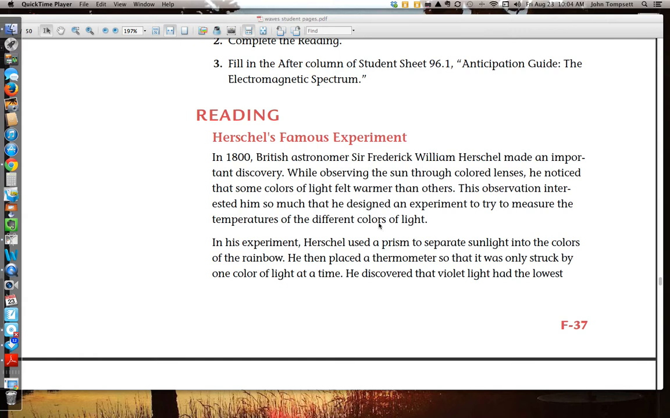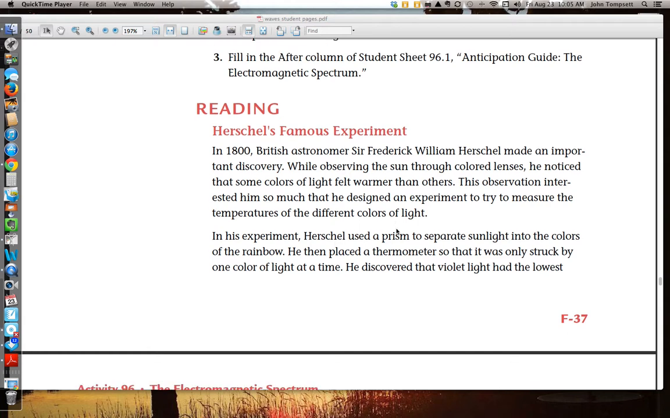Herschel's famous experiment. In 1800, British astronomer Sir Frederick William Herschel made an important discovery. While observing the sun through colored lenses, he noticed that some colors of the light felt warmer than others. This observation interested him so much that he designed an experiment to try to measure the temperatures of the different colors of light. Interesting. You've already watched that. In this experiment, Herschel used a prism to separate sunlight into the colors of the rainbow. He then placed a thermometer so that it was only struck by one color of light at a time.